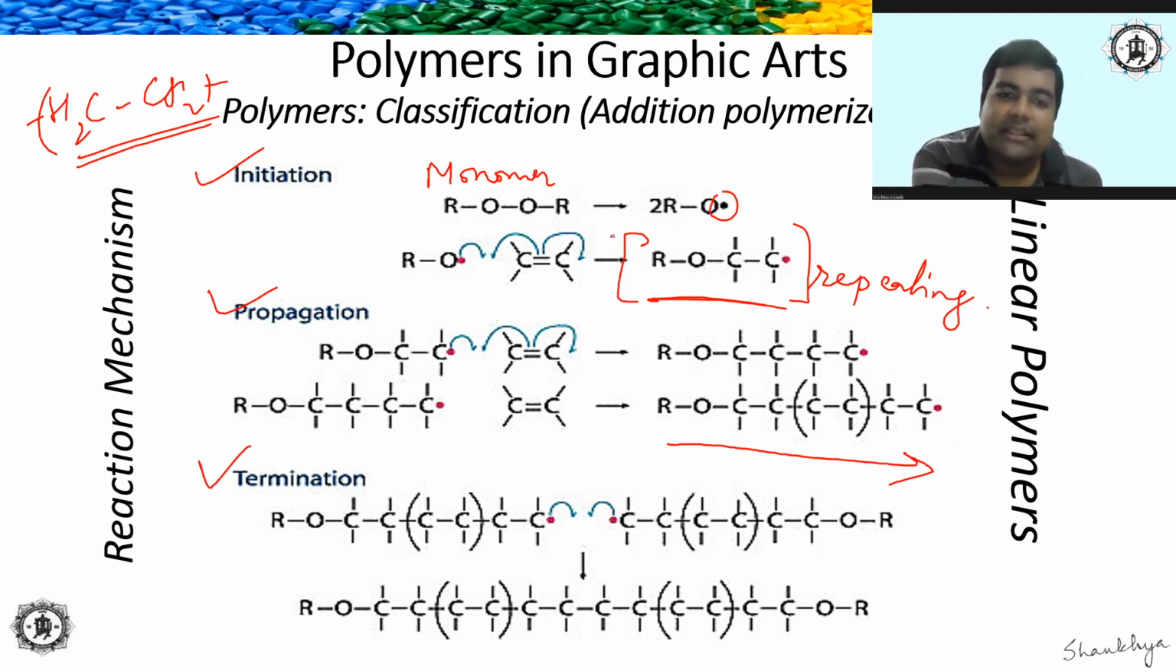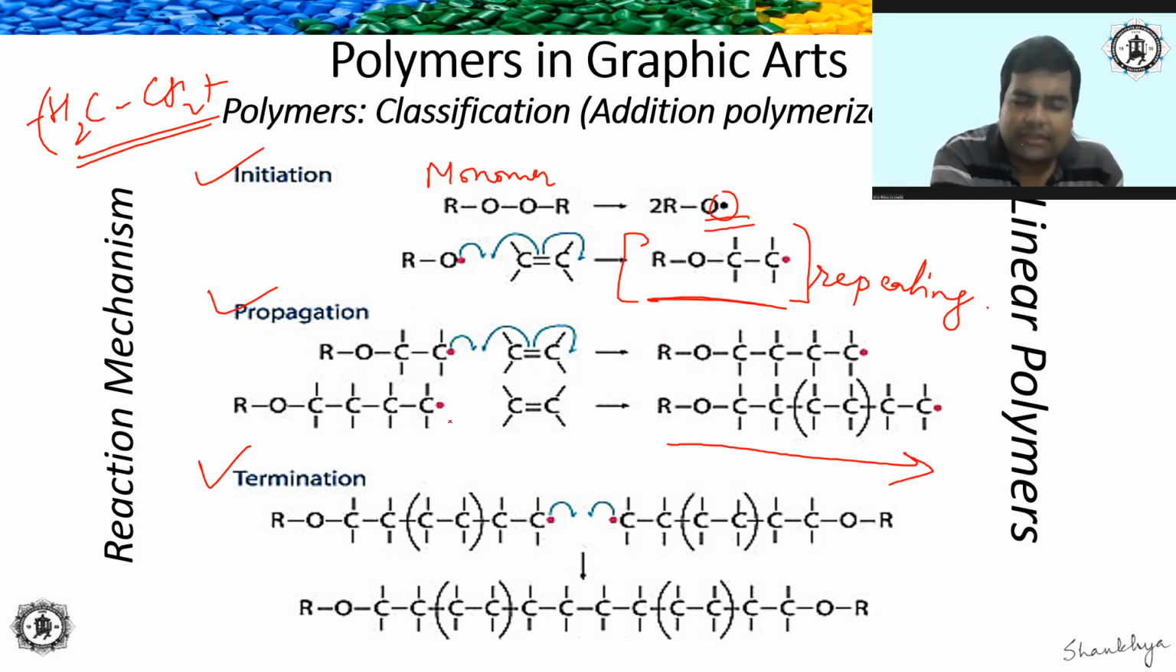So these are the three stages of a polymerization reaction. In any polymerization reaction, be it oxidative polymerization, which happens during the drying of offset printing ink, or the drying of UV curable inks that are being used in various types of printing mechanisms, these are the common three steps which are followed.